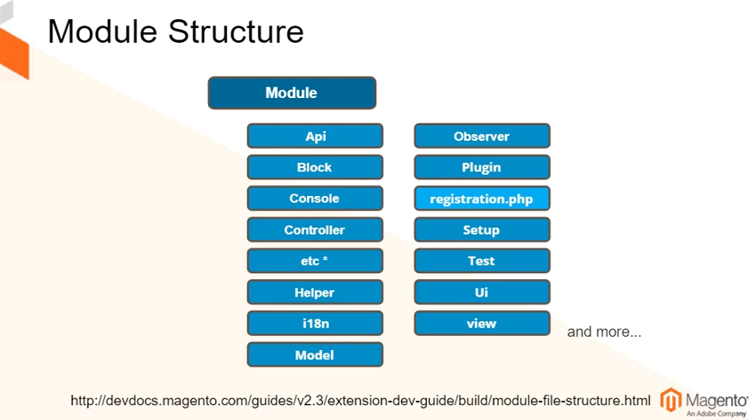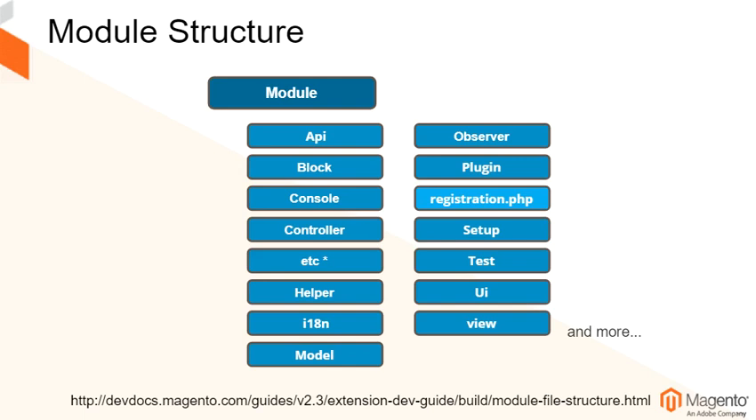The most popular are blocks for blocks, controller for controller actions, helper for helpers, model where models and resource models are located, setup for schema and data patches, view for layout XML files, templates, and static view files. Note that the file name must repeat the folder structure, starting from vendor module name. For example, the class of the file vendor magento module-catalog model product.php.